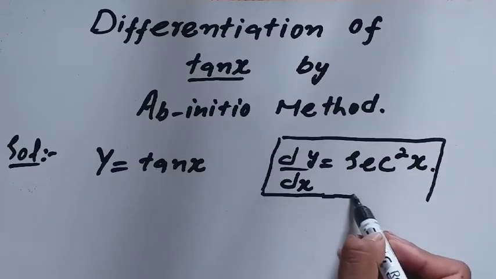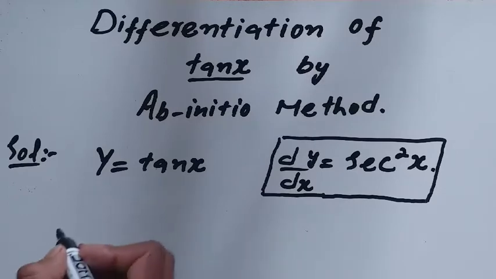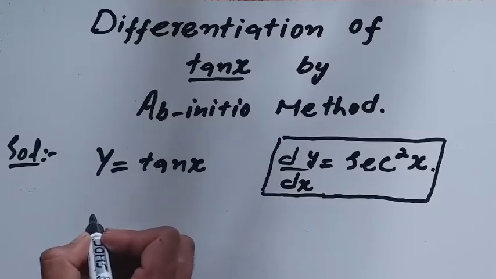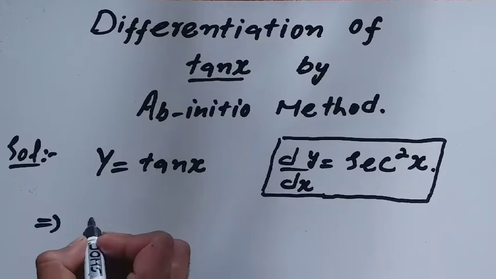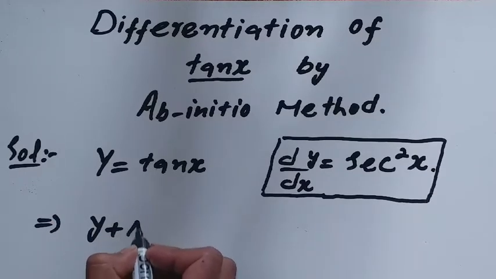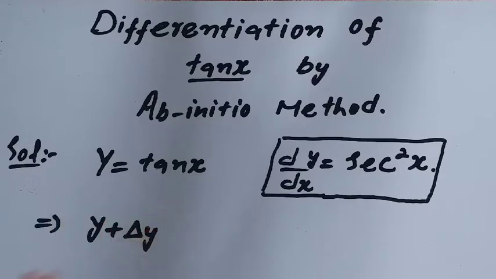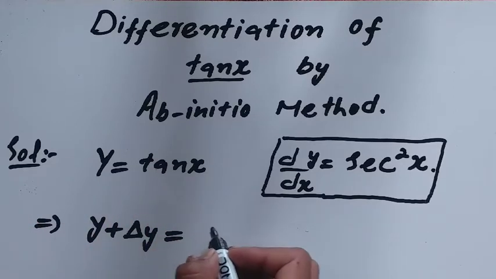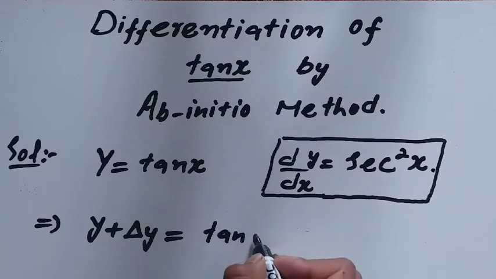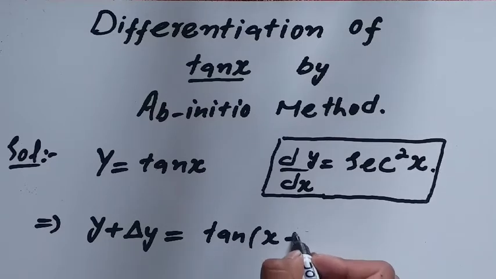Let me mark this here. For that, let's go. As we already know, we can write here y plus delta y, the small increment, the small change in y. But this small change is only possible when we change x, because x is the independent variable, and when we change the independent variable, our dependent variable changes. That's why we can write here tan of x plus delta x.